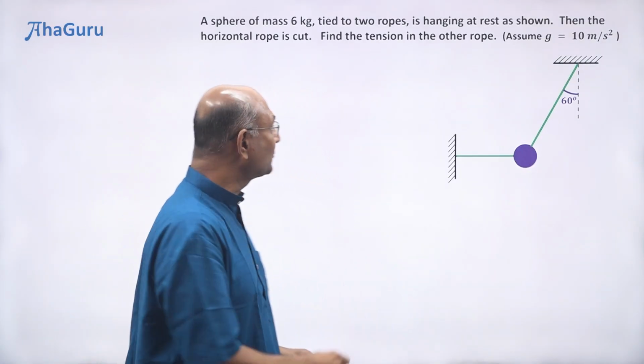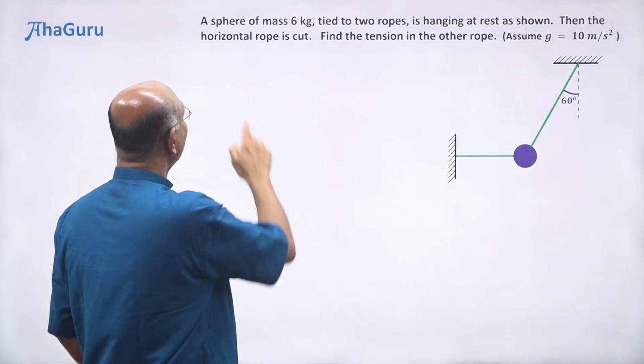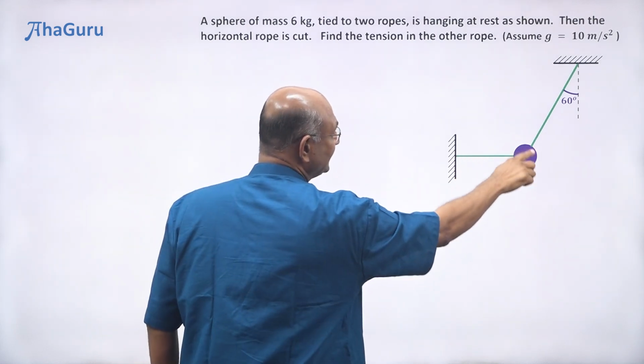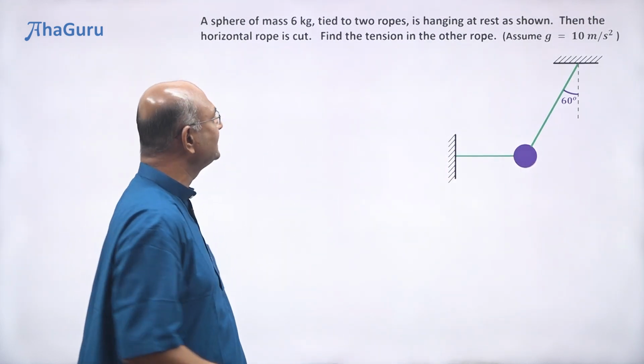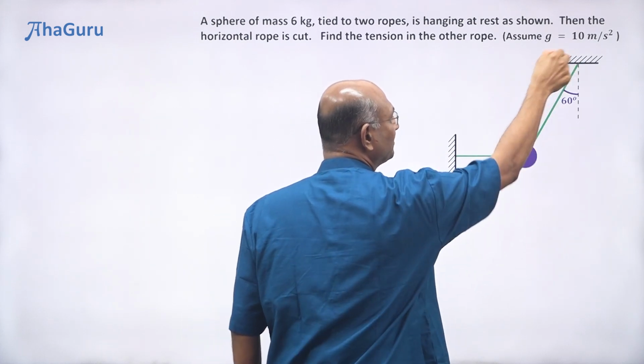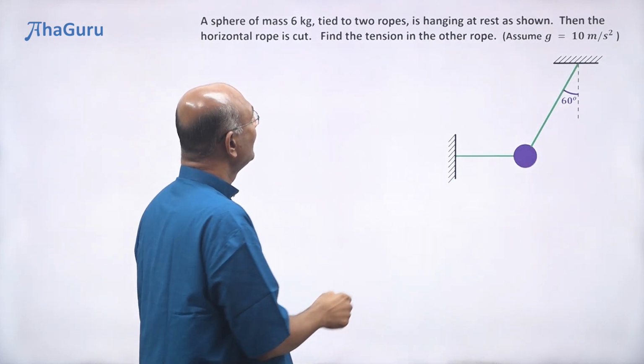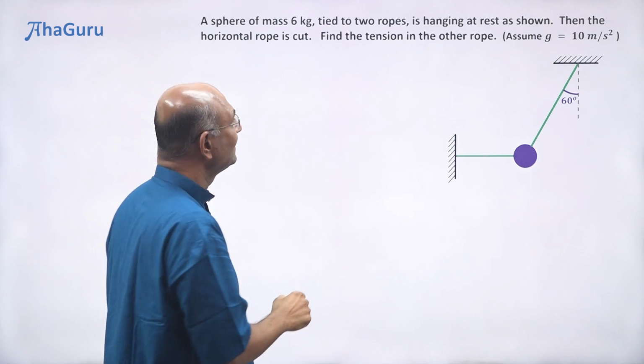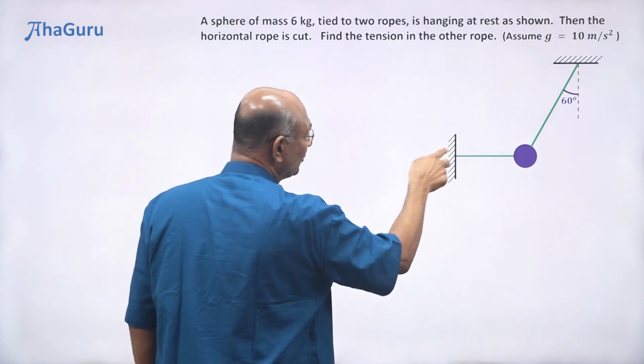Let us now look at this question that Kavya was trying to solve. A sphere of mass 6 kg. So this is the sphere of mass 6 kg. It is tied to two ropes, one horizontal rope and one rope that is inclined like that. It is hanging at rest. Then the horizontal rope is cut.